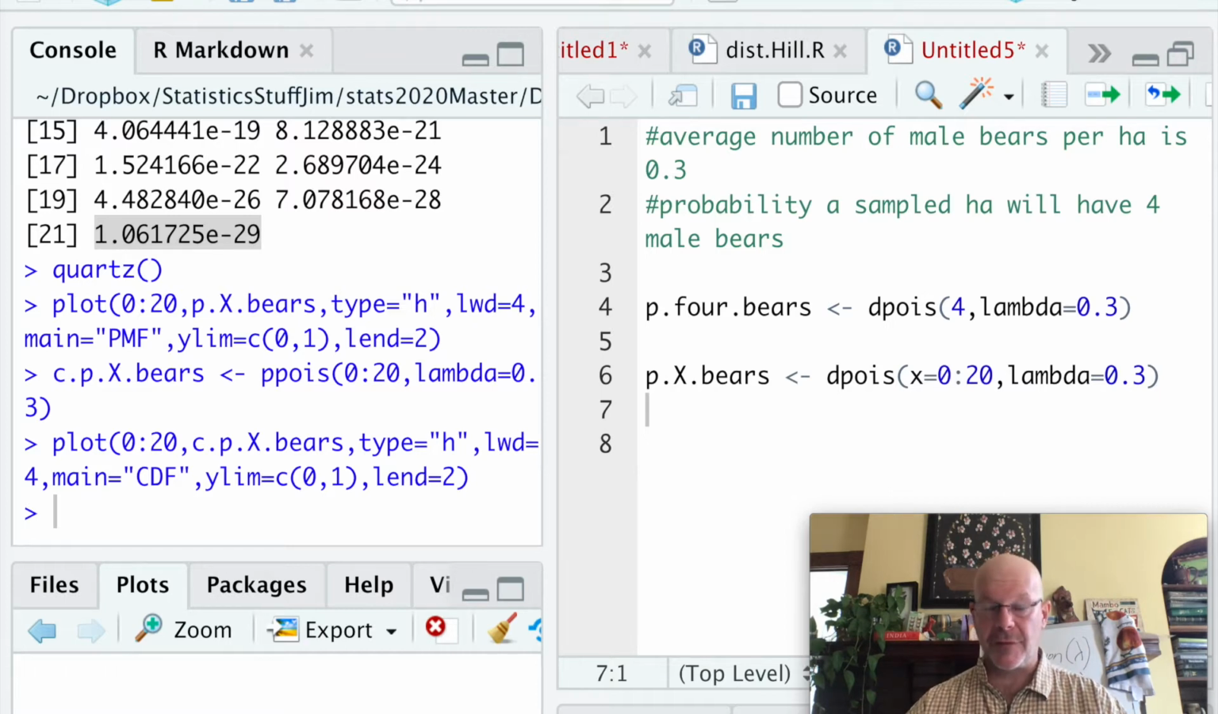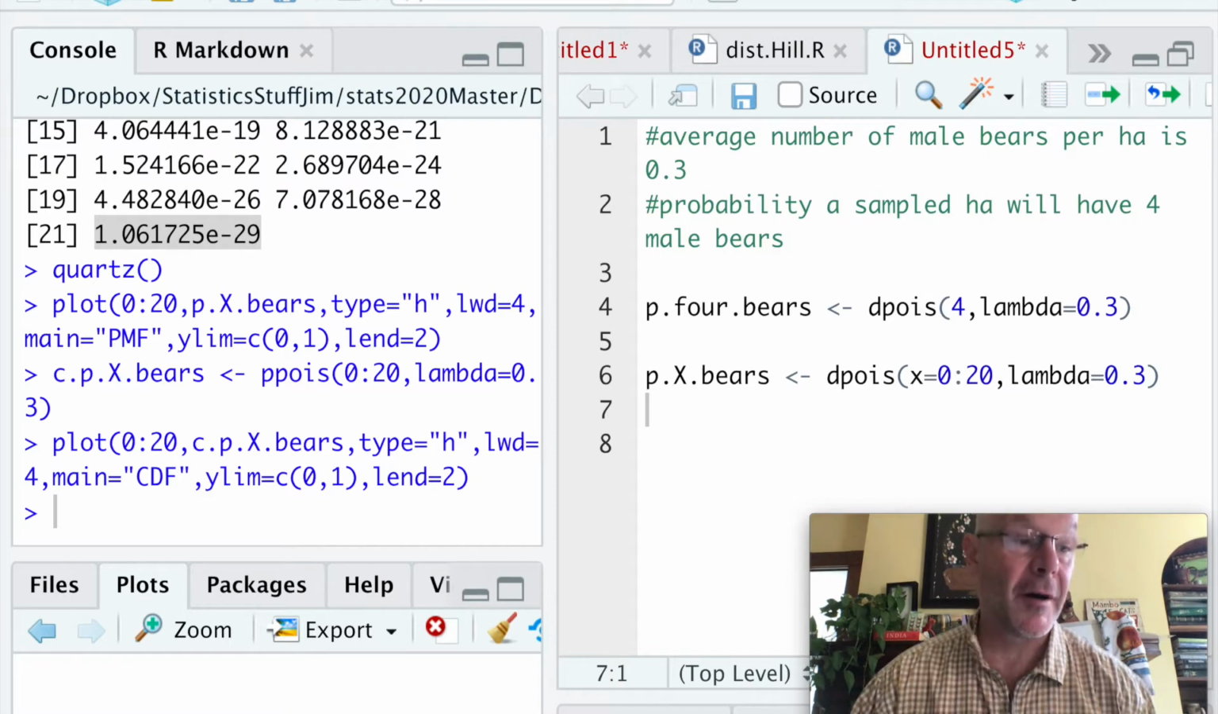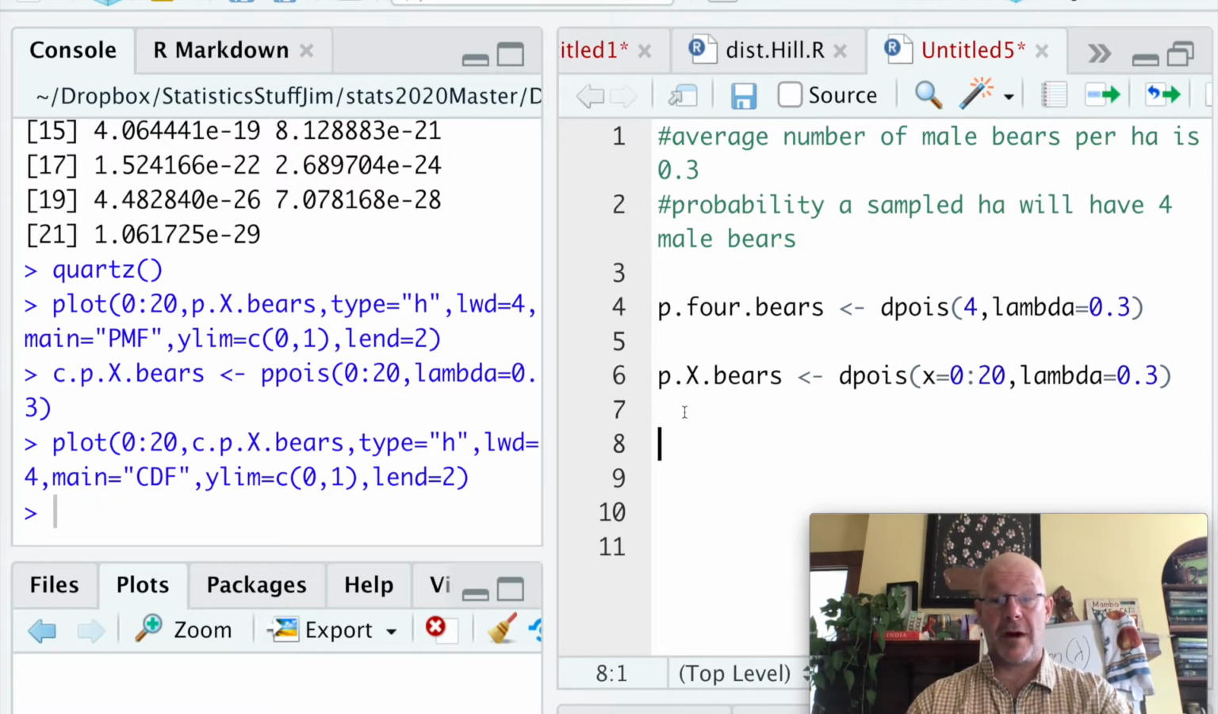The data kind of looks similar because we're counting things, but again, there is no maximum number of observations we could have. In principle, we could observe 1 billion bears per hectare. The probability of that would be probably pretty darn close to 0, but we could do it if we wanted to. And so thinking about how we could do that, we can use our Poisson function.